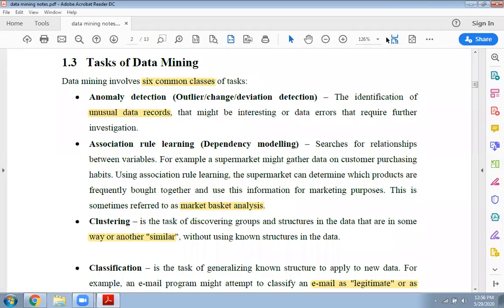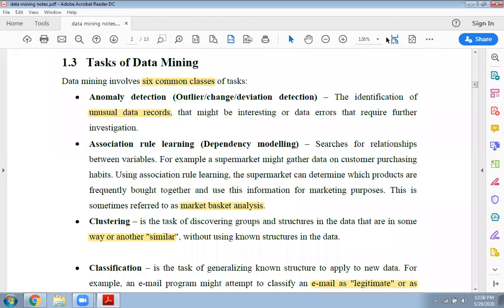Hello students. So we continue with our topic, that is data mining. In the previous class, we have studied what data mining is, what the need of data mining is, and what the applications of data mining are. Now today we will discuss the tasks that we perform during the data mining process.